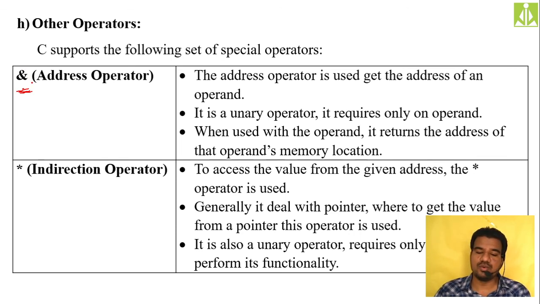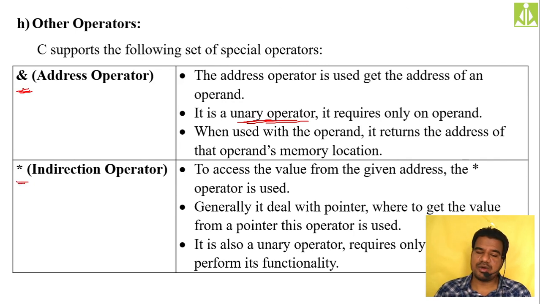It will not take two operands, rather it will take only one operand. It is a unary operator. And if you use this ampersand with two operands, like a binary operator, then it will be considered a bitwise AND operator, not the address operator.